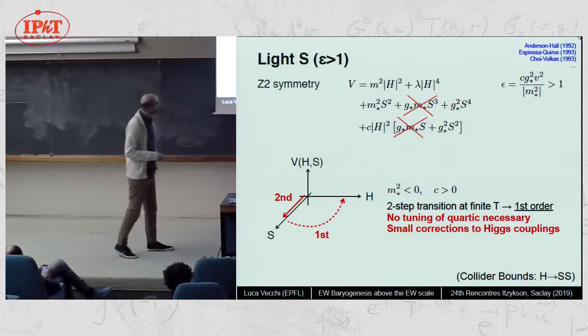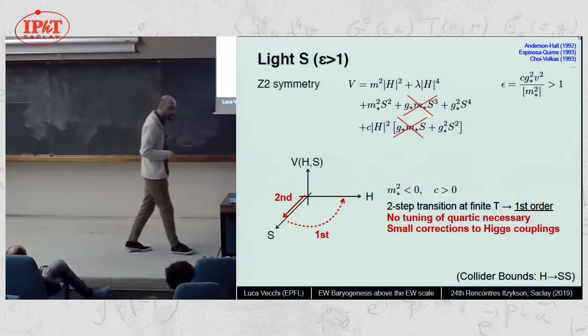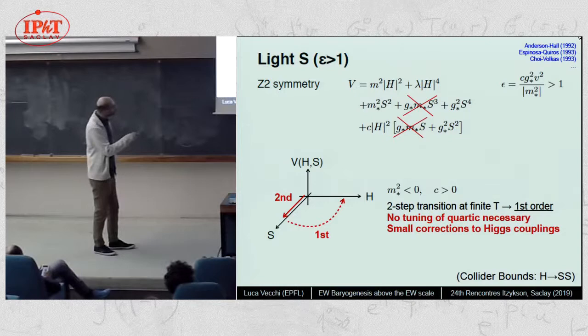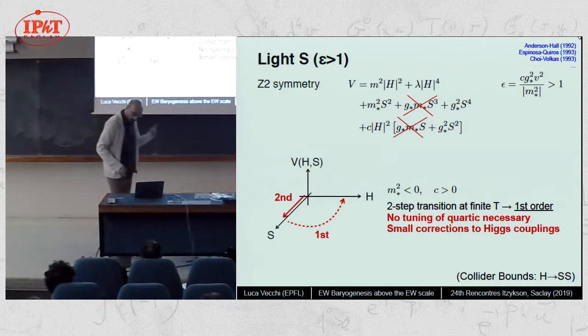And what happens is that you start again from the origin at high temperature, the usual story. The first thing that you have is a second order phase transition into a configuration where S only gets a VEV, but H does not. And then you're forced to have, again, a first order phase transition in order to get to the electroweak vacuum, the standard model. So this is an example of what's called a two-step transition that is by necessity first order. Here the constraints are very mild. The main constraint is that the Higgs shouldn't decay into S, but this is a very mild constraint. So this is, again, possible.